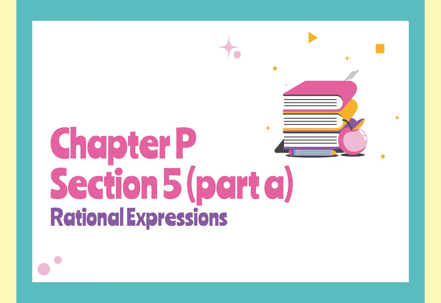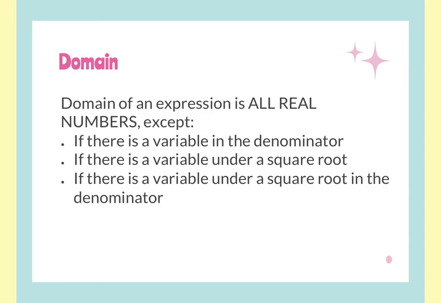So chapter 5, chapter P, section 5A, because we're going to divide 5, and I think it's 3 parts, is called rational expressions. So we're basically taking something that is a fraction that is made up of an expression. We're going to see if we can simplify it by factoring and canceling out like terms. So before we get into that, we want to review what's called domain.